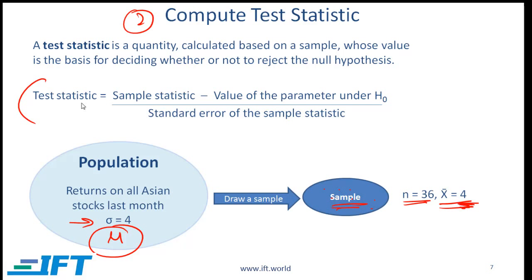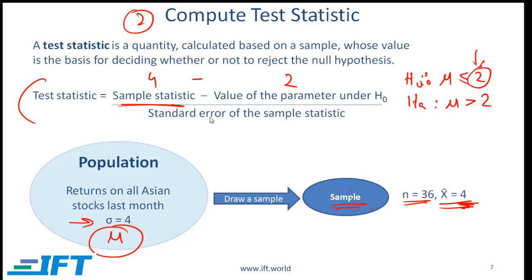The way we calculate the test statistic then is, say, sample statistic, which is 4, minus the value of the parameter under H0. Now let us just recall what that means. We write down our null hypothesis again. Remember, the null hypothesis was that mu is less than or equal to 2, and the alternate was that mu is greater than 2. This number is the hypothesized value, or the value of the parameter under the null hypothesis.